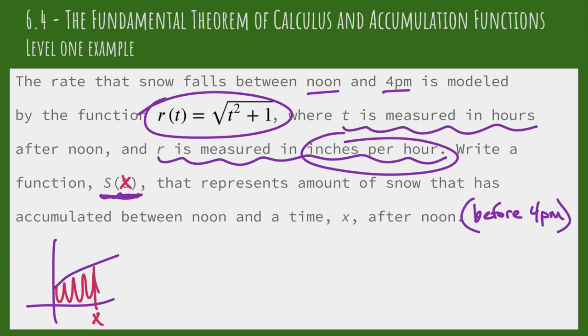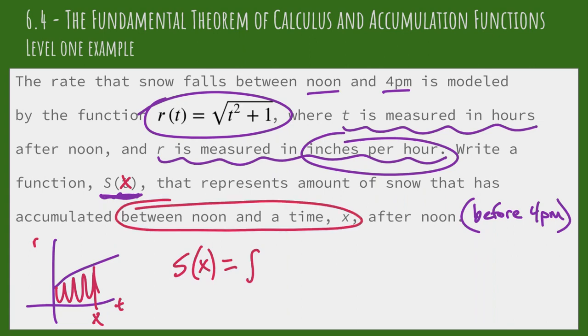this should be S of x here, up to time x. That area, being time in hours times the rate in inches per hour, is going to give us the number of inches that have accumulated. So that area right there is going to be given by an accumulation function. The trick here is knowing what the lower limit is going to be. We're representing the accumulated snow between noon and a time x. That's going to give us our limits.